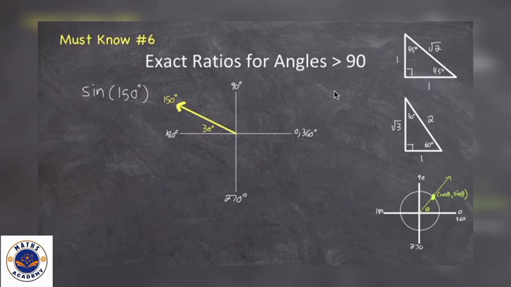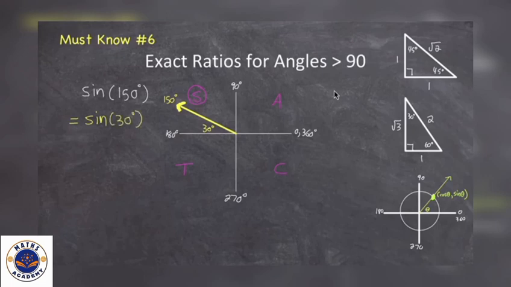As a reminder, the CAST rule tells me that in quadrant number 2, where the terminal arm is, the sine ratio is positive. For that reason, I know that sine of 150 is going to be equal to the positive sine ratio of the reference angle. So it'll be equal to sine of 30 degrees.